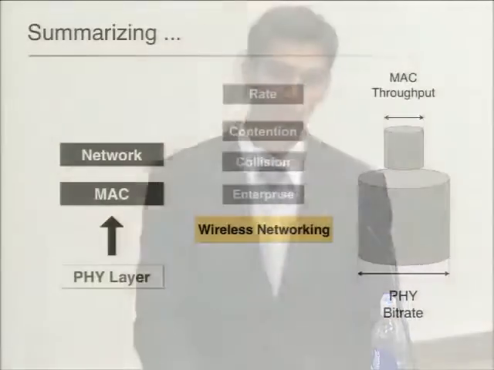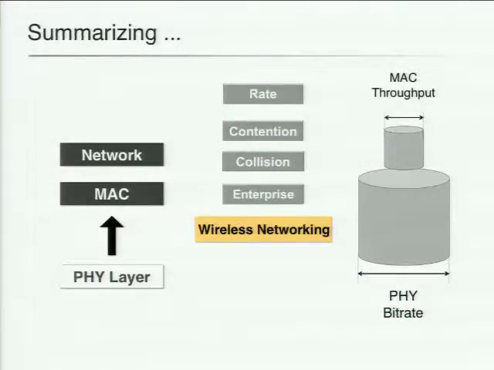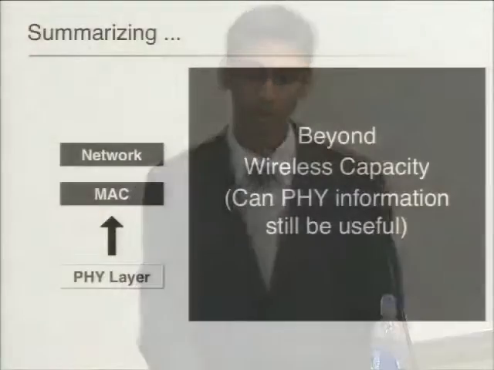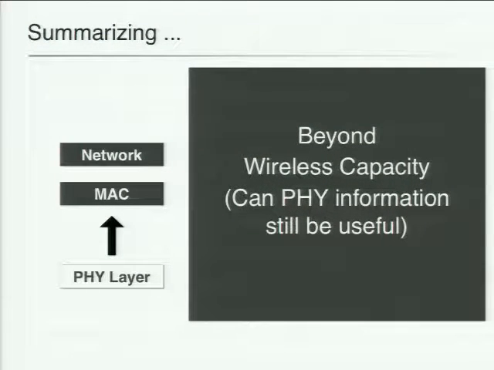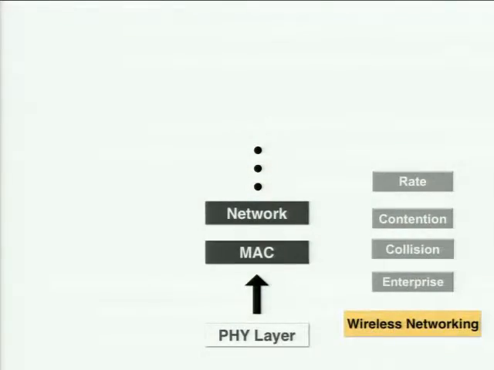Okay, so with this, let me summarize the wireless portion of my talk. We find that physical layer information and capabilities can be used to solve the challenges in wireless networking. And if you can do that, we can reduce the gap between MAC layer throughput and physical layer bitrate. So beyond wireless capacity, can physical layer information still be useful? As we are doing this research, we found it very interesting that the answer is yes.